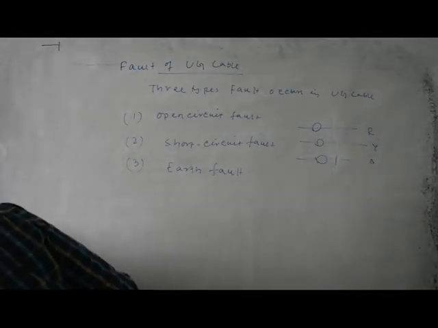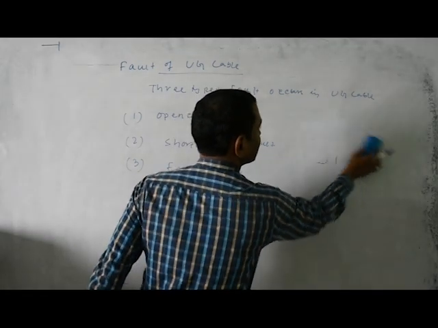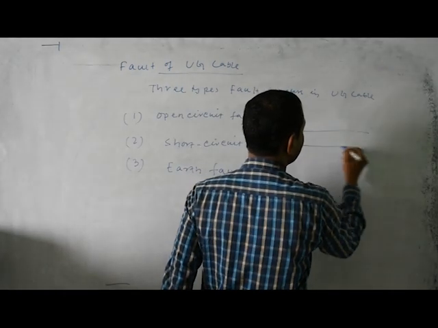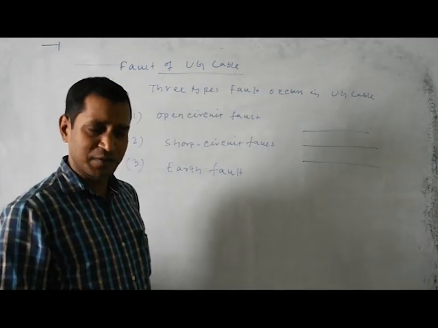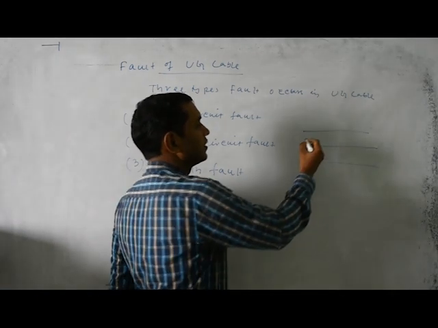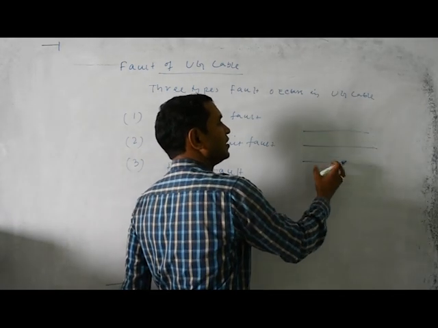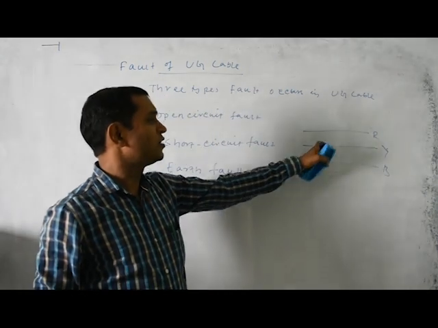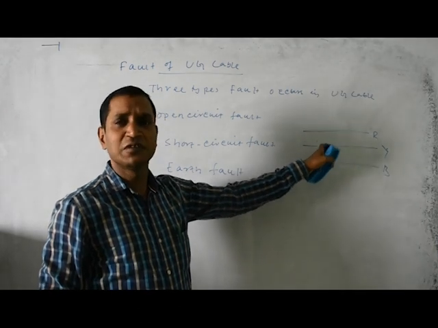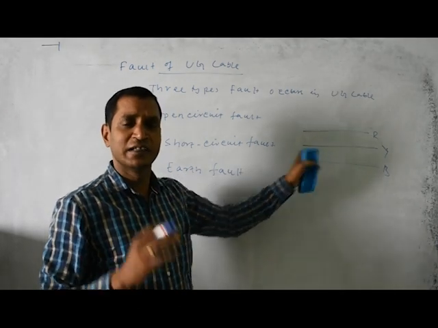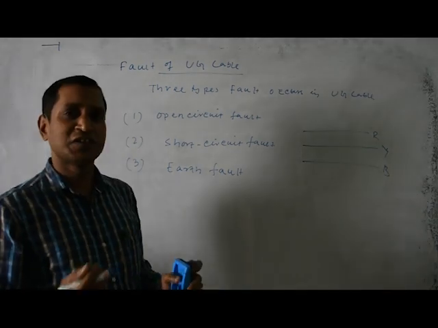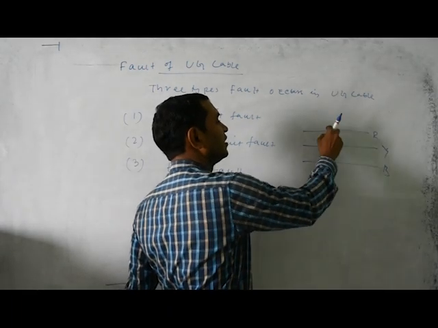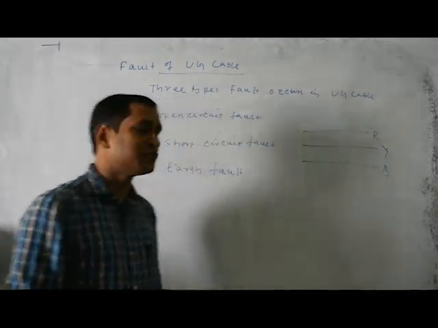Then come to short circuit fault. Similarly, in a multi-core cable, if due to insulation failure two cables or two phases contact each other, then this fault is known as the short circuit fault. Due to insulation failure, one contacts another, and this is known as the short circuit fault.